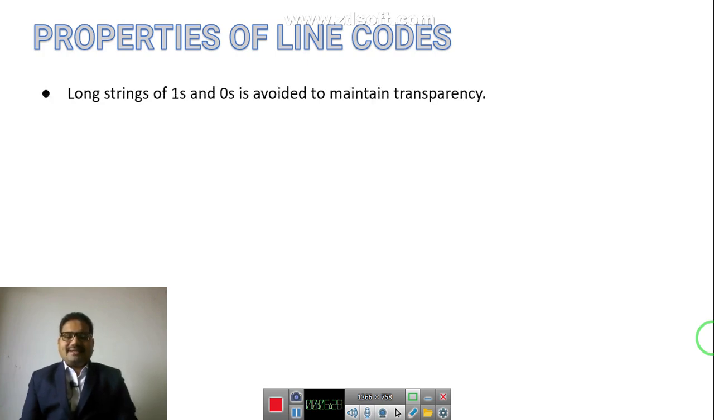Next property is that long strings of ones and zeros should be avoided in order to maintain transparency. Otherwise, what is going to happen? If there are continuous ones or zeros, then there would be a DC component which is going to distort your signal. We couldn't pass that DC component. So that's why long strings of continuous ones and zeros should be avoided.